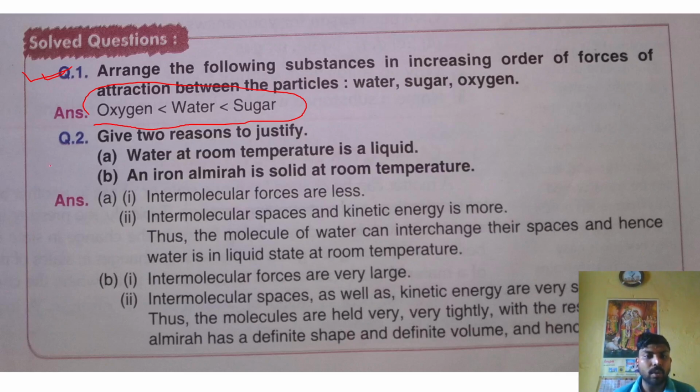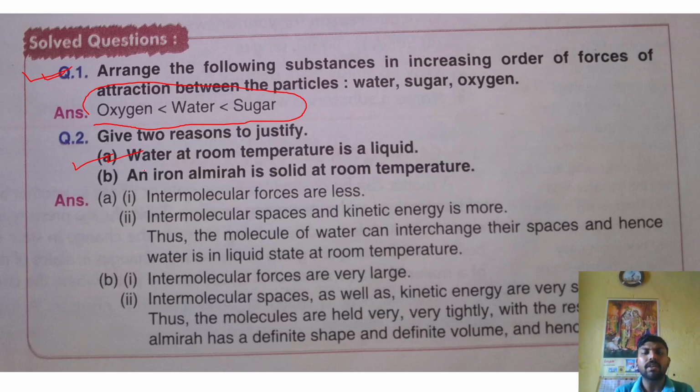Now question number 2a: water at room temperature is a liquid. Why? What is the reason? Its intermolecular forces are less and intermolecular spaces are more. That is why the molecules of water can interchange their positions, and hence water is a liquid at room temperature.